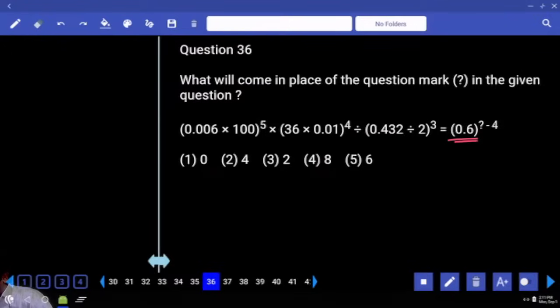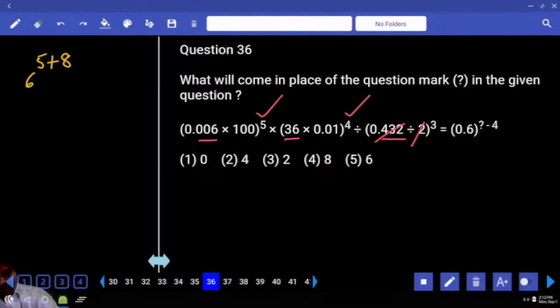0.6. Forget about decimal. 6 to the power of which number? That's the question, correct? I don't want to consider the remaining numbers. I'll consider only 6. What is the exponent? 6 to the power of 5. 6 squared is 6 to the power of 4. 6 power 8. Multiplication, so I am adding the exponents.